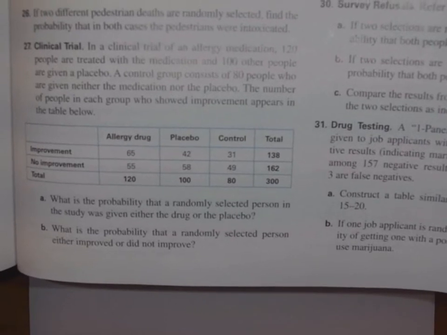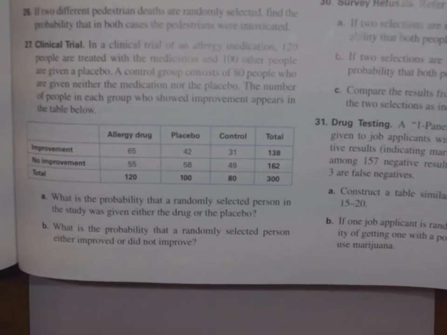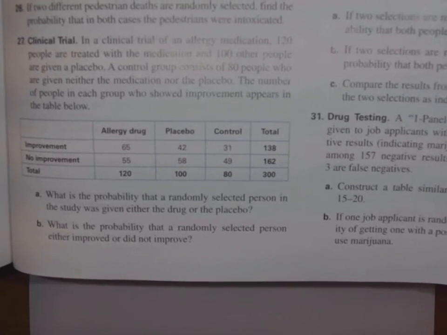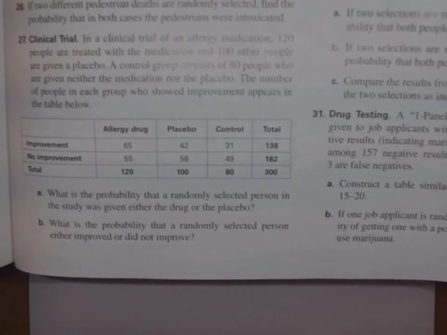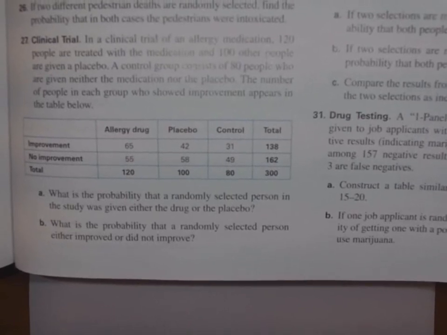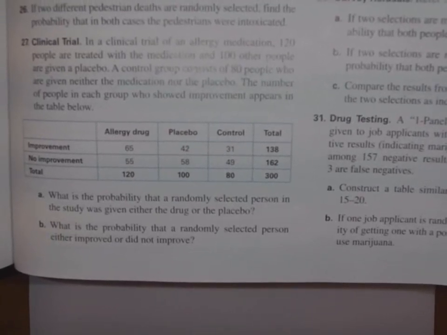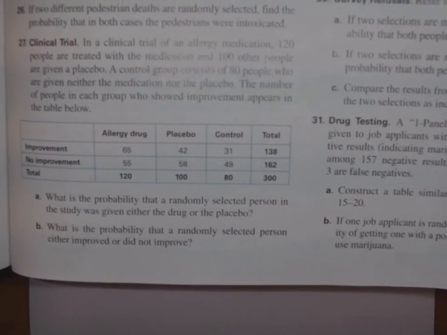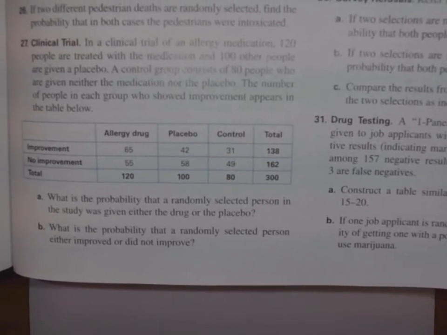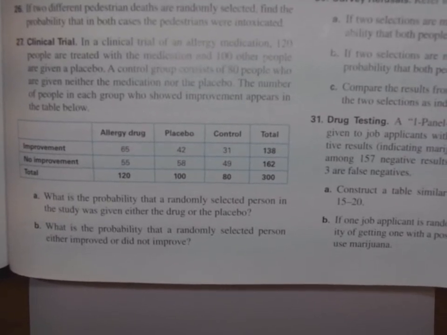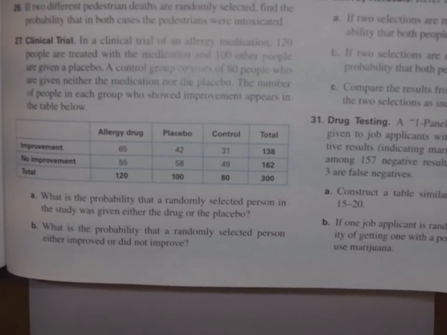And what it says is, in a clinical trial of an allergy medication, 120 people are treated with the medication, and 100 other people are given a placebo. There's a control group. The control group consists of 80 people who are given neither the medication nor the placebo. Okay? The number of people in each group who showed improvement appears in the table below. All right. So there's my thing.